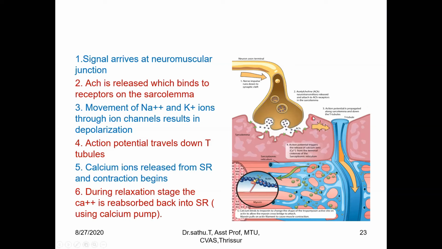From the sarcolemma, it will be moving through the T tubules. Through the T tubules, it will be reaching the sarcoplasmic reticulum. Once it reaches the sarcoplasmic reticulum, the calcium will be released. So the calcium will be moving and it goes and binds with the troponin C. Once it binds with the troponin C, the configurational changes will be taking place, and as the configuration changes take place, the tropomyosin will move away from the myosin binding site that is present on the actin.